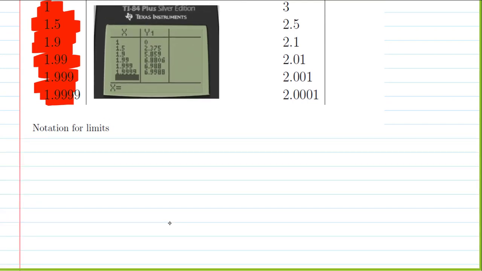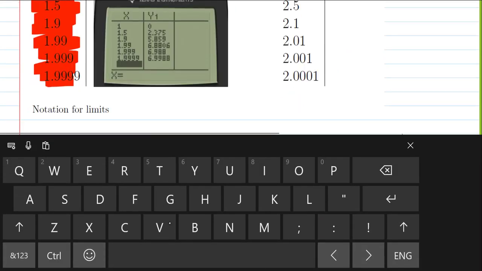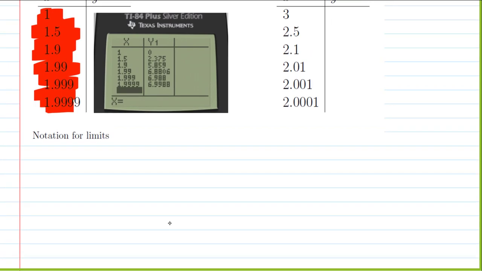So it appears as we get closer and closer to x equals 2, what does our output appear to be getting closer to? Well, we had 6.88, 6.988, 6.9988. If you had to guess what is the output getting closer to, what would you say? I'd go with 7, right? And the more 9s that we added, the closer that this is getting to those values.